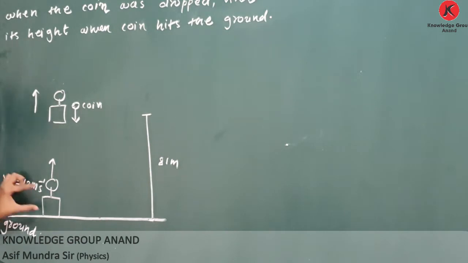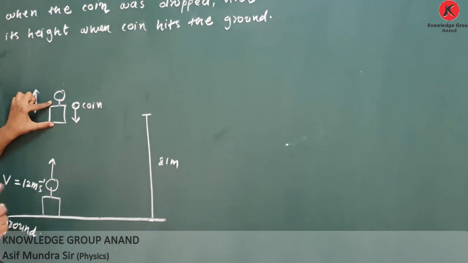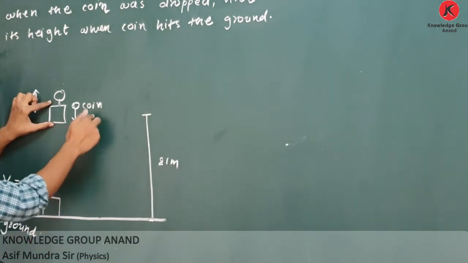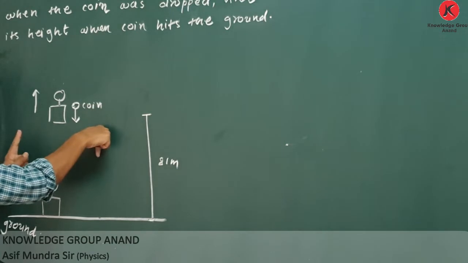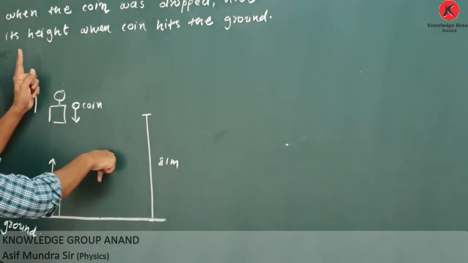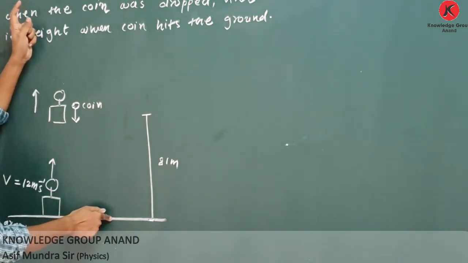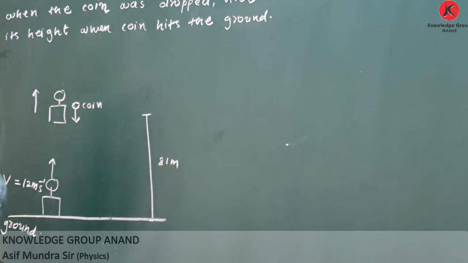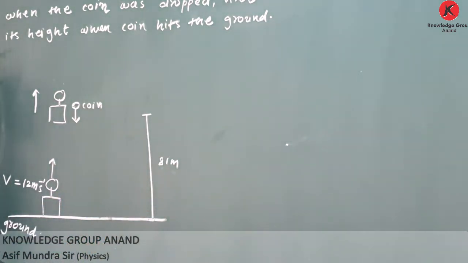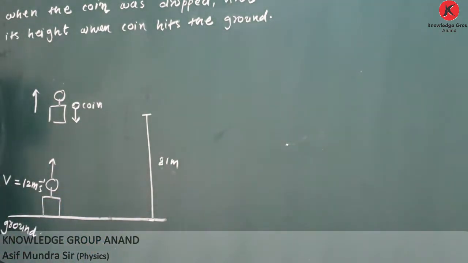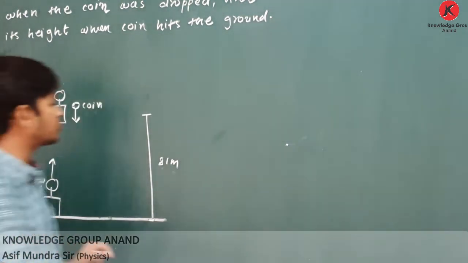Again, understand the question. One balloon is moving in the upward direction. When the balloon is at 81 meter height, one coin is dropped. So the coin is moving in the downward direction, but the balloon is still moving with uniform velocity in the upward direction. So when the coin hits the ground, what is the height of the balloon? That we have to find. Clear about this? Okay. See, first of all, as the coin is dropped from 81 meter height, we will find the time taken by the coin to reach the ground.